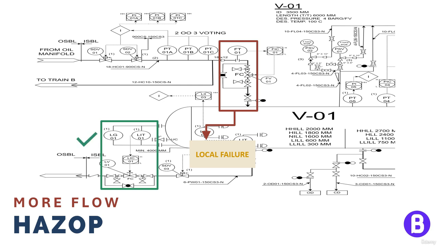However, if the failure was related to a common cause that leads to failure in both loops, such as instrument air failure, for example, and here we see that the fail action of the valve is fail closed, or there is something wrong in the control system itself, or there is some power failure, then in this case we cannot consider the control as a safeguard.